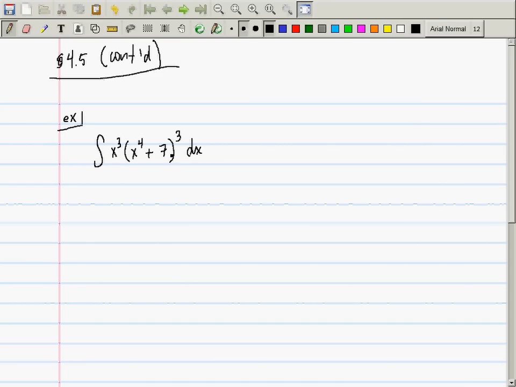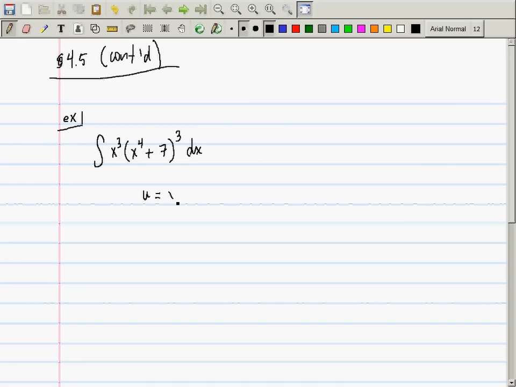But in fact, my experience is that humans actually are not very good at that, and that's one of the reasons why we made machines in the first place. It's because humans are not actually good at multiplying these things out. So let's instead use substitution. So, what do you think? What should u be? Okay, so then u could be x to the fourth plus 7.